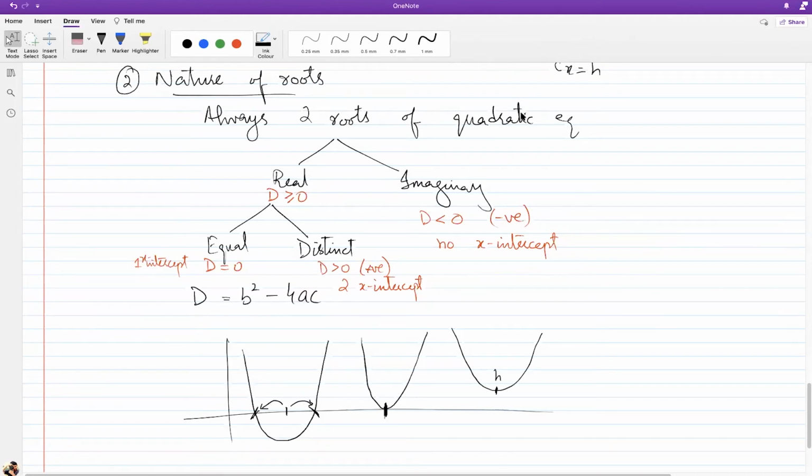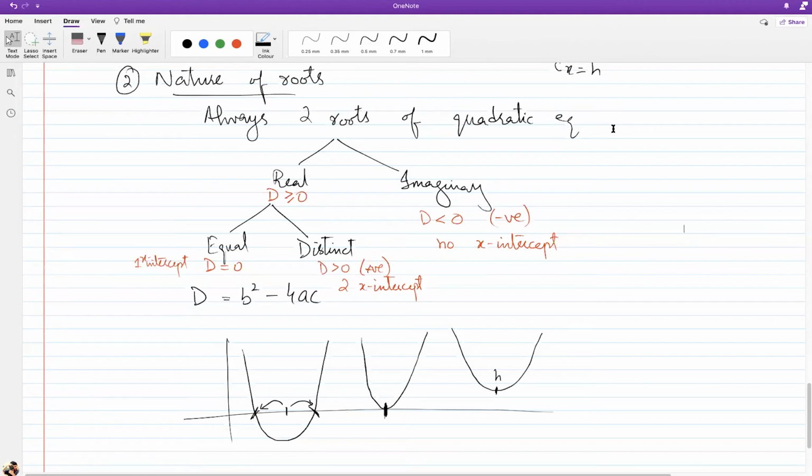वो दोनों रूट्स या तो रियल हो सकती हैं या वो दोनों रूट्स इमेजिनरी हो सकती हैं. बट इफ दे आर बोथ रियल तो या तो वो दोनों एक दूसरे के इक्वल होंगी या वो दोनों डिफरेंट होंगी. और हमें ग्राफ उसको रिप्रेजेंट करने में हेल्प आउट करता है.